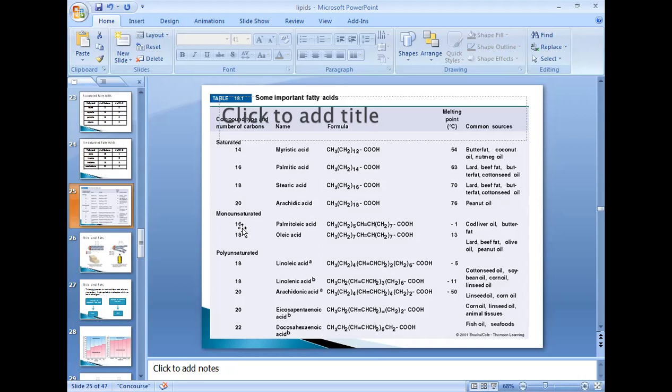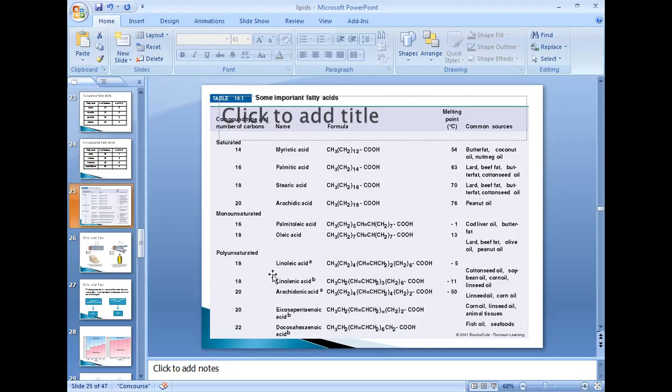Monounsaturated fatty acids include palmitoleic acid, which is present in cod liver oil and butterfat. Oleic acid, having 18 carbons, is present in blood, beef fat, olive oil, and peanut oil.